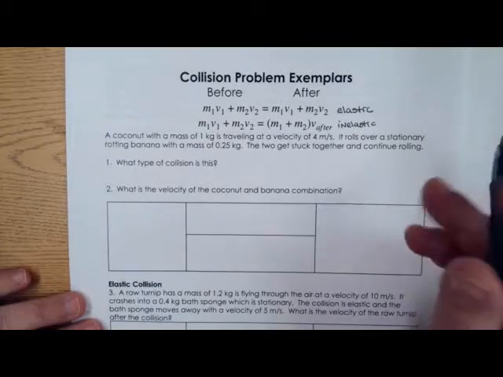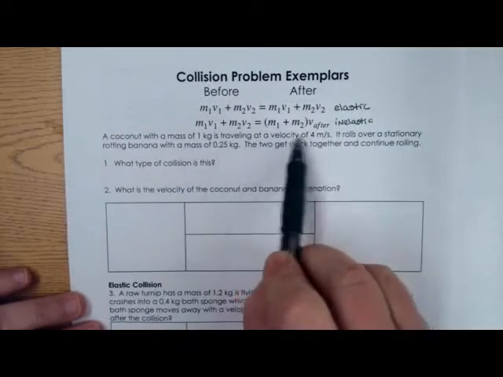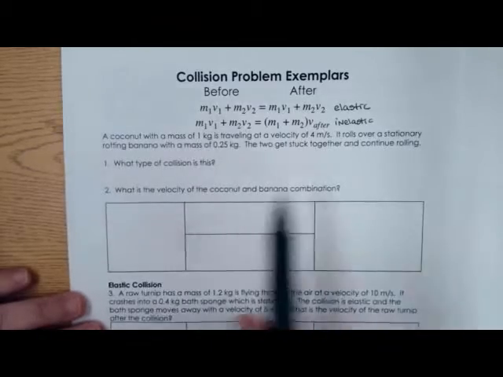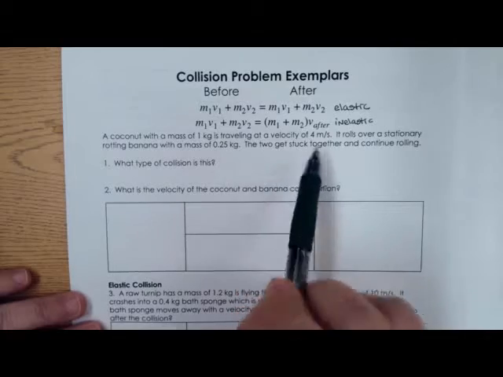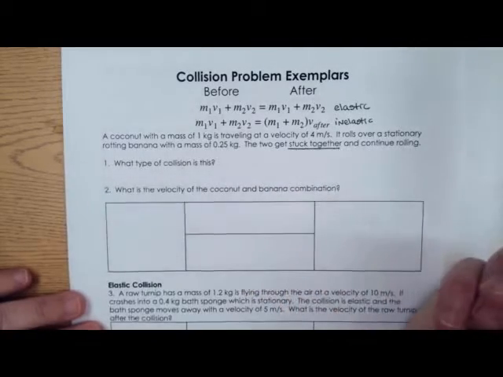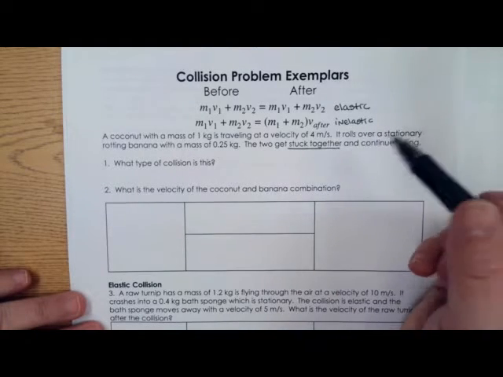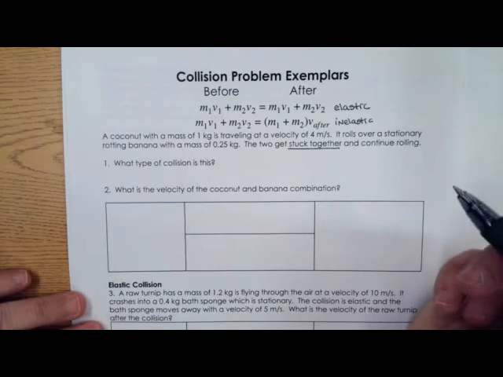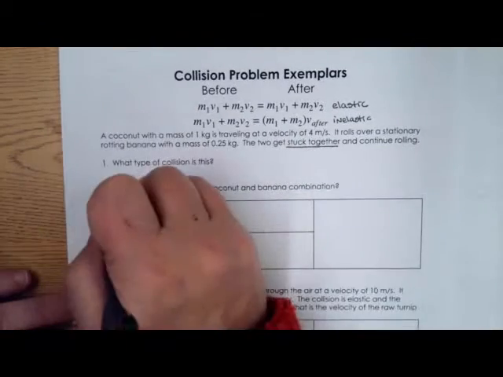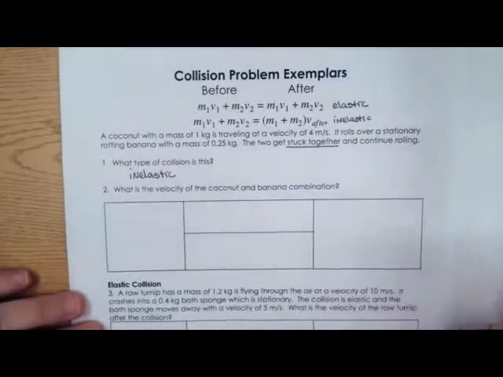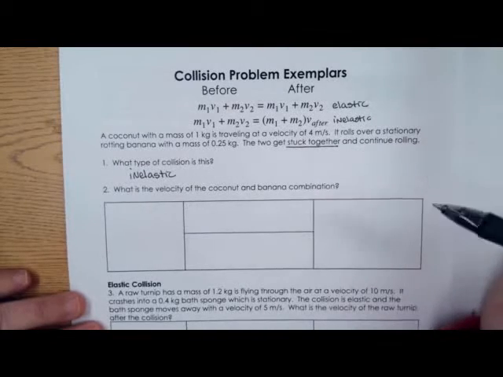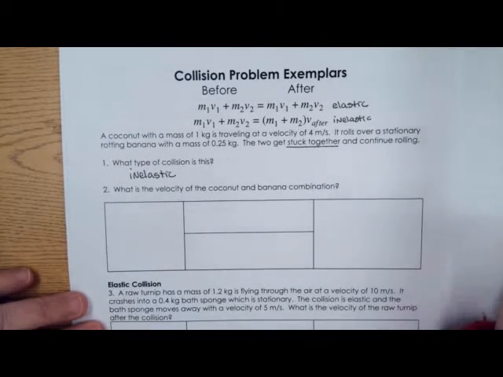So a coconut has a mass of 1 kilogram, is traveling at a velocity of 4 meters per second. It rolls over a stationary rotting banana with a mass of 0.25. The two get stuck together and continue rolling. What type of collision is this? Immediately, we should be thinking inelastic collision. Because they're stuck together, it's going to be inelastic. So that also tells us which of those two equations that we need to use. Let's go back and fill in some of the known stuff that we have.